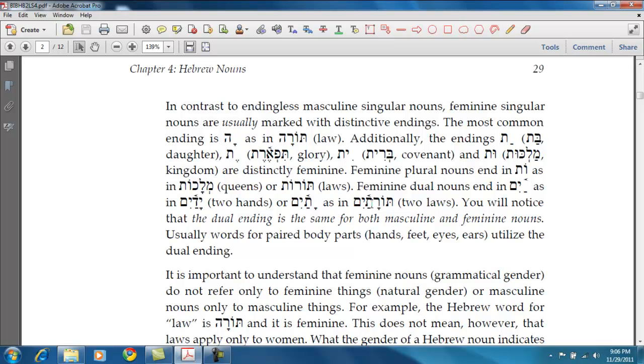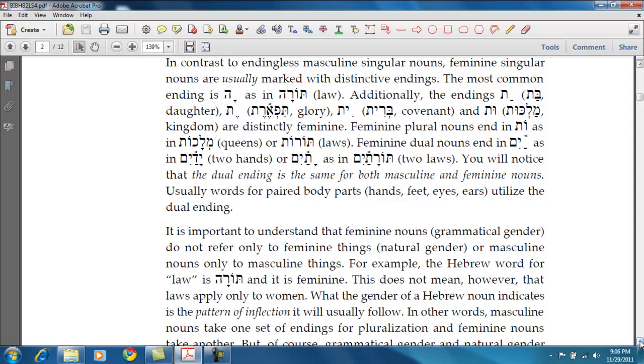Now you'll notice that the dual ending is the same for both masculine and feminine nouns, as I said before, and it's usually used for paired body parts like hands, feet, eyes, ears. Yerushalayim and Shamayim utilize the dual endings here too.